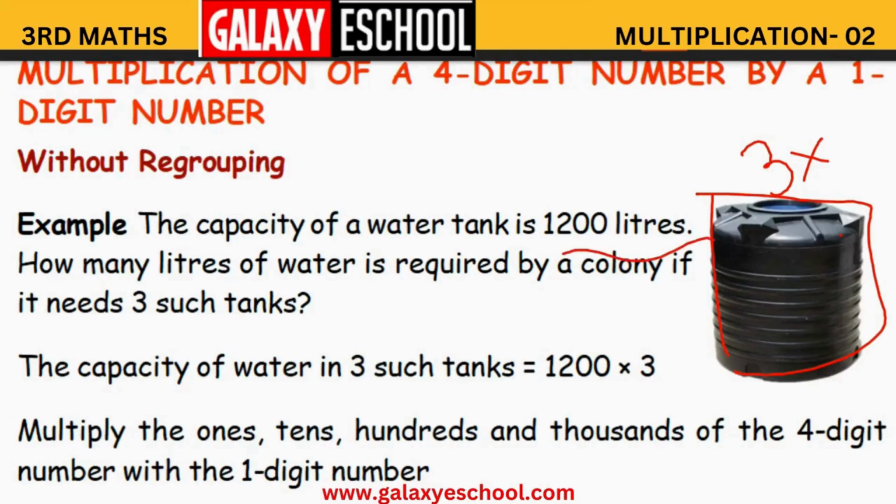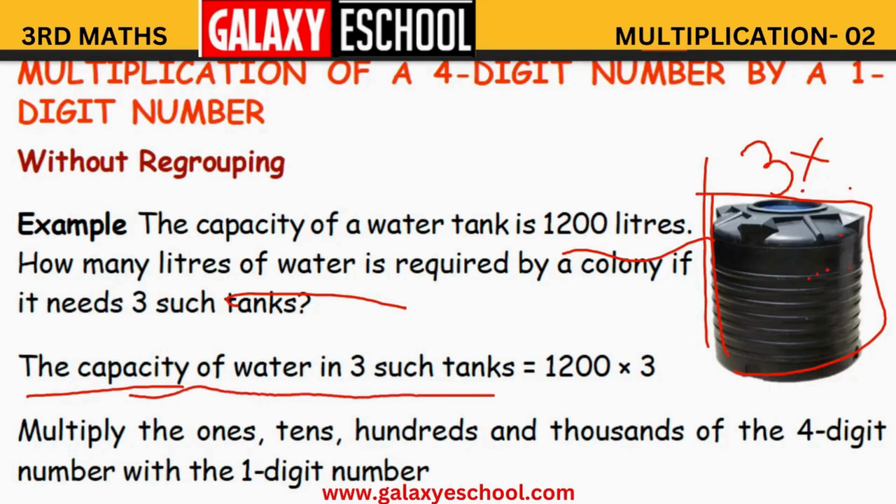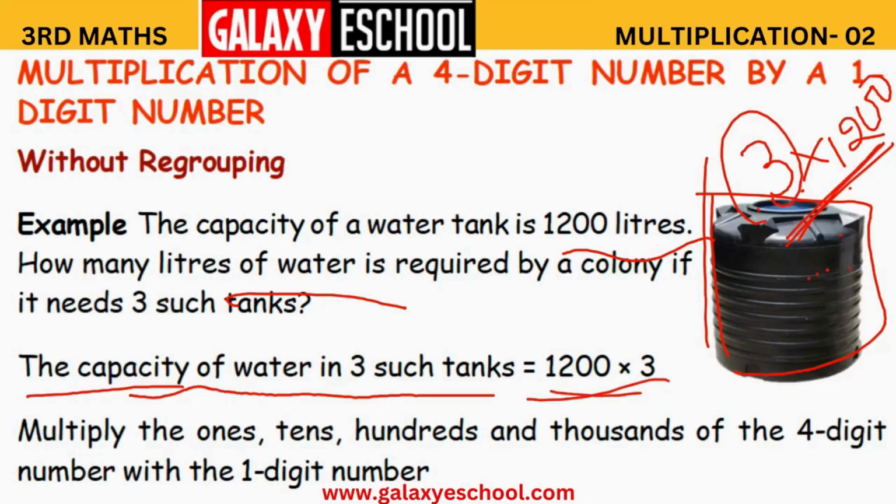Now we should find out how many liters of water is required by a colony. Yes, so the capacity, how many? 3 into the capacity of each water tank. The capacity of water in 3 such tanks is equal to 1200 into 3. Yes, in one tank there can be 1200 liters of water, but as the colony is using 3 water tanks, so what we'll do? We'll multiply 3 with 1200.